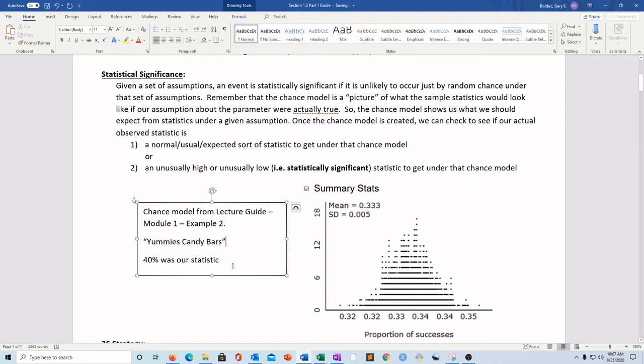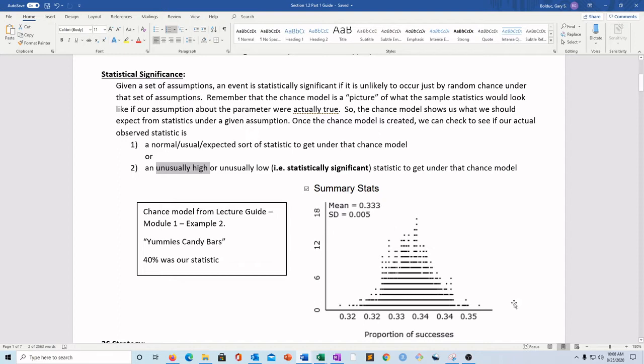Okay, so then what did we do? We took our statistic of 40% and we looked at this picture and said, does it fit the pattern, or is it not fitting the pattern? That was what we were talking about. Is it usual, unusual? And what we decided was 40% is way over here somewhere. It is unusually high in this case. So what we would say is that this is statistically significant. Under the chance model, our data doesn't seem to fit.